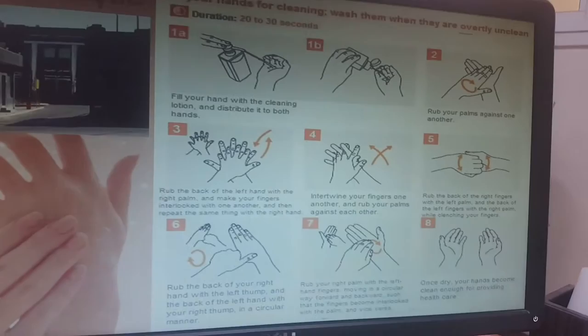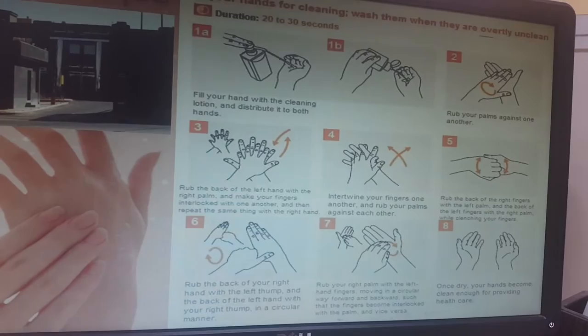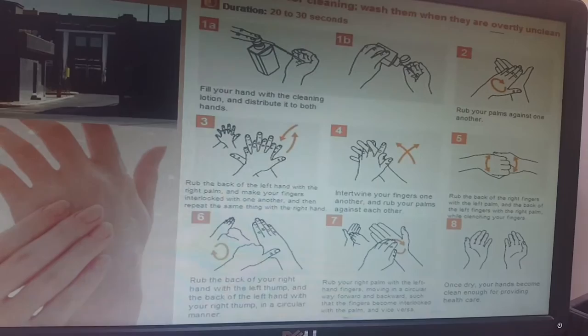You have to consume 20 seconds to 30 seconds. It is not accepted to put alcohol in your hand and do any rub. You have to follow the right sequence of hand hygiene, hand rub.